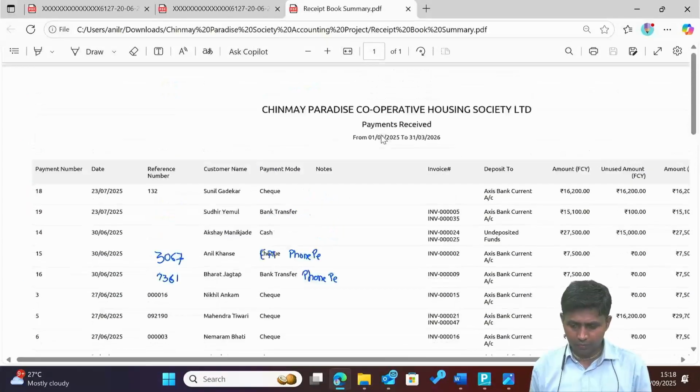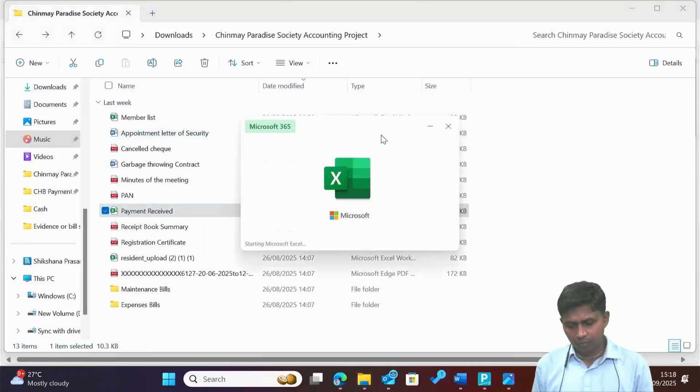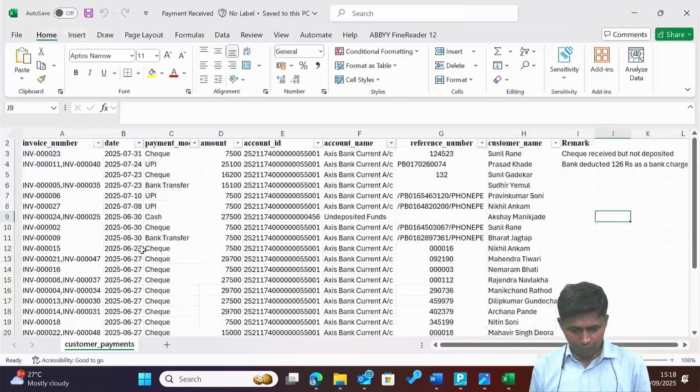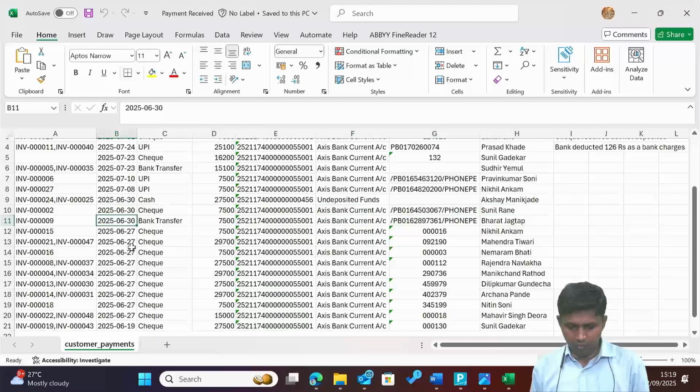Then after this we have the revised receipt book. One second, I will show you the revised receipt book. This part is over. Now on 30 June we have passed all these entries, correct?